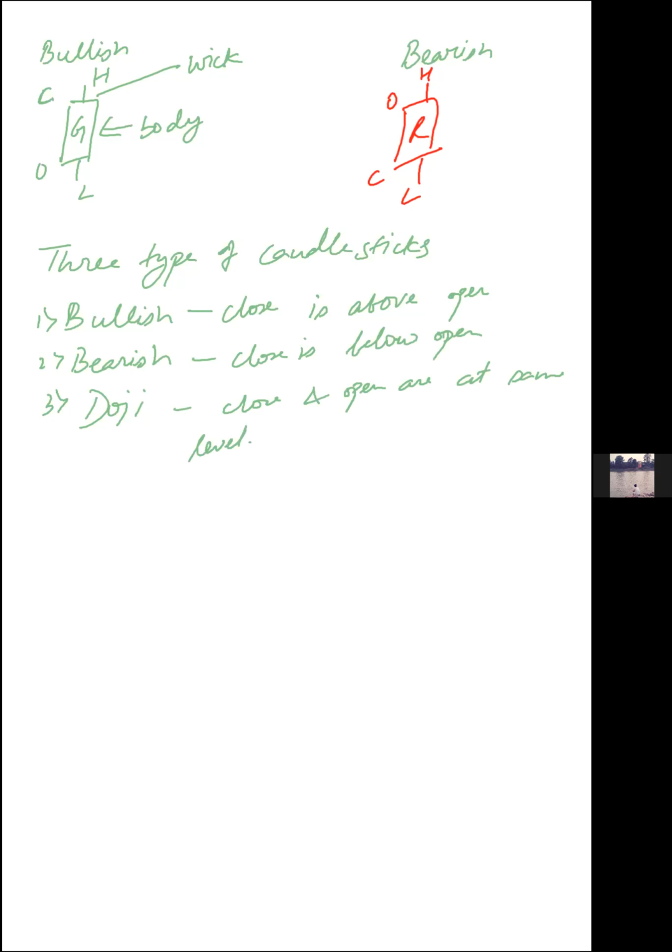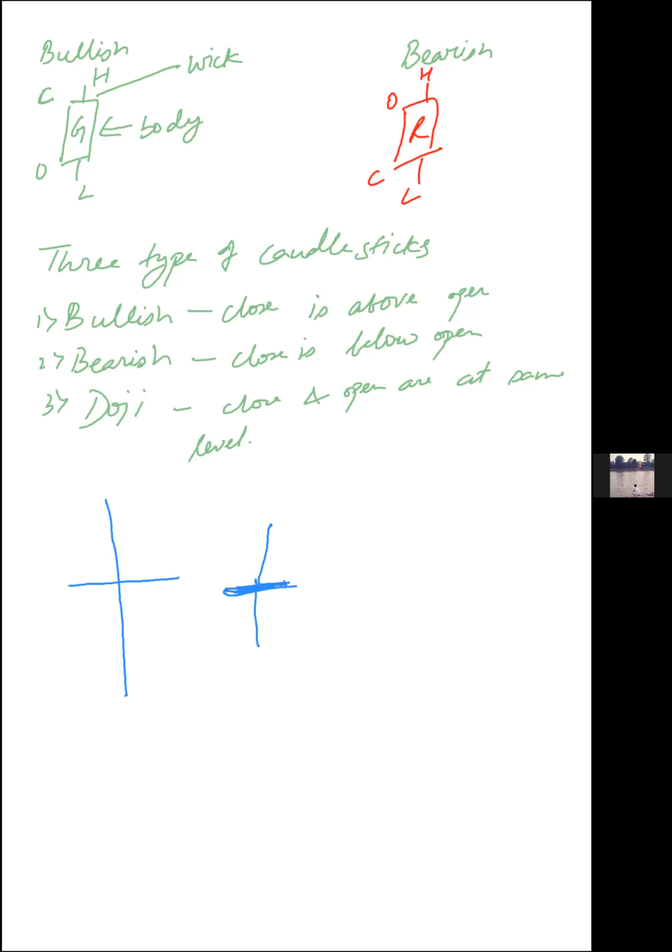Okay, a doji somewhat looks like this. That's it. A doji doesn't have a body. Suppose a candle opened at this point, moved till this point, came down till this point, and again came to close at this point. So this has become a doji for me.